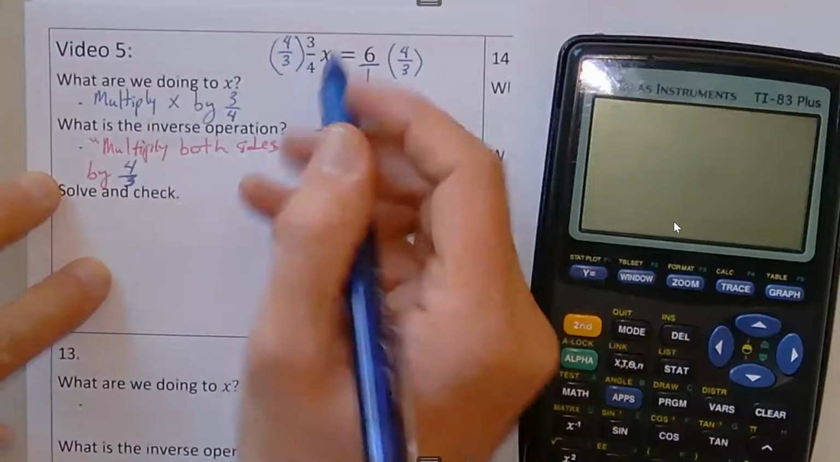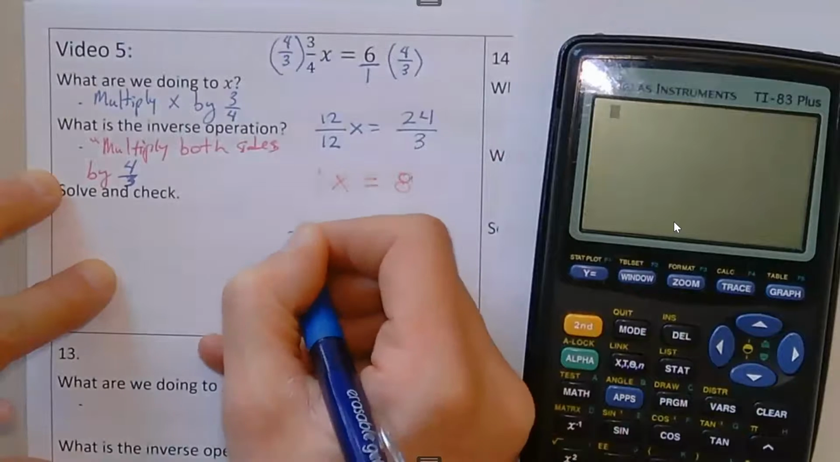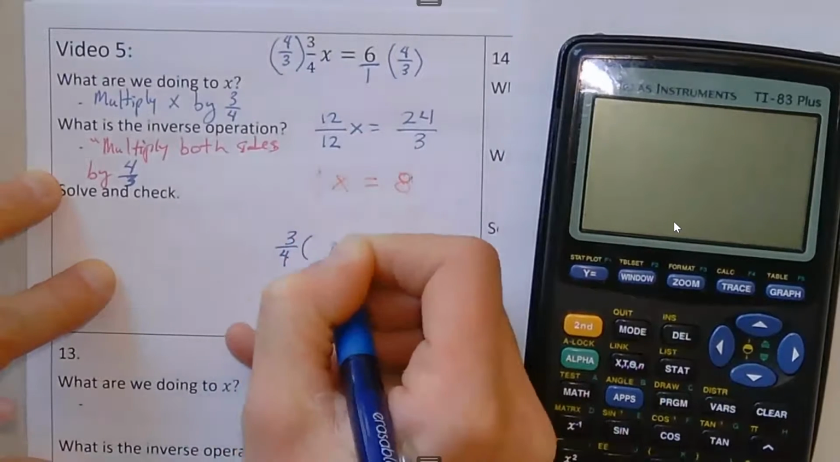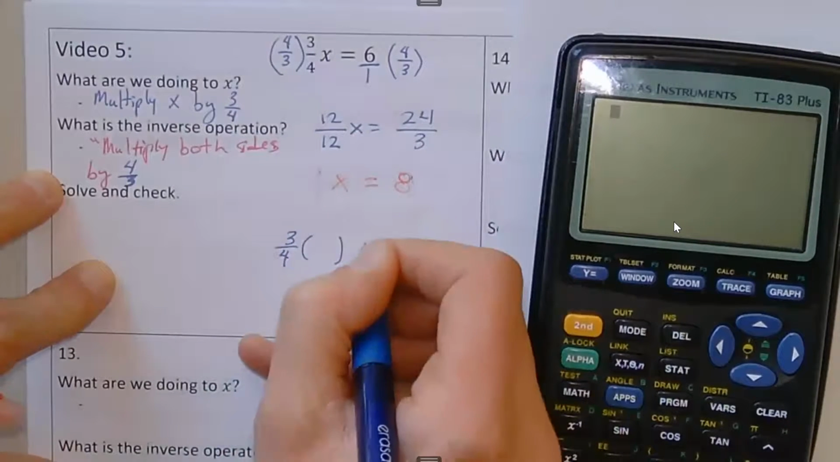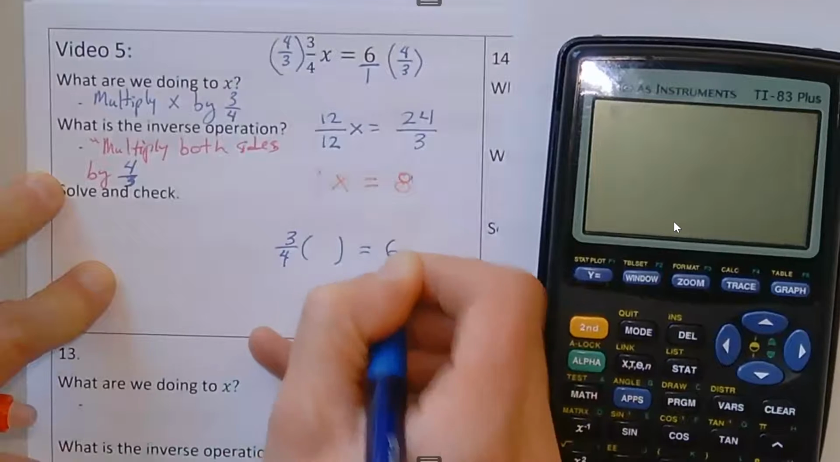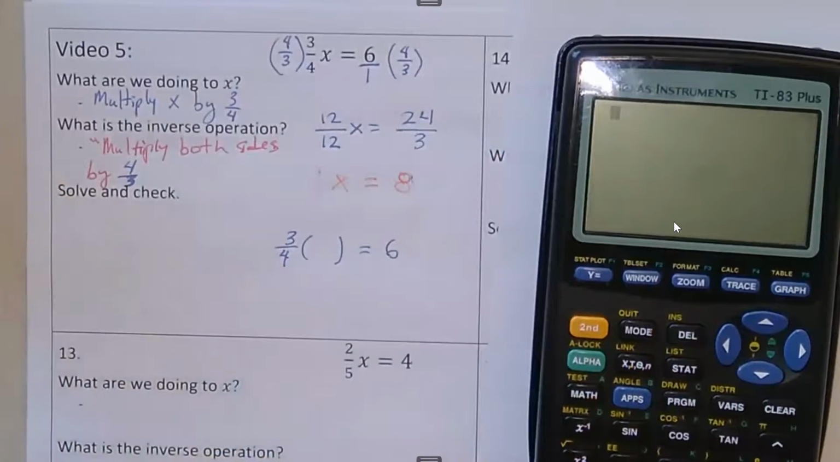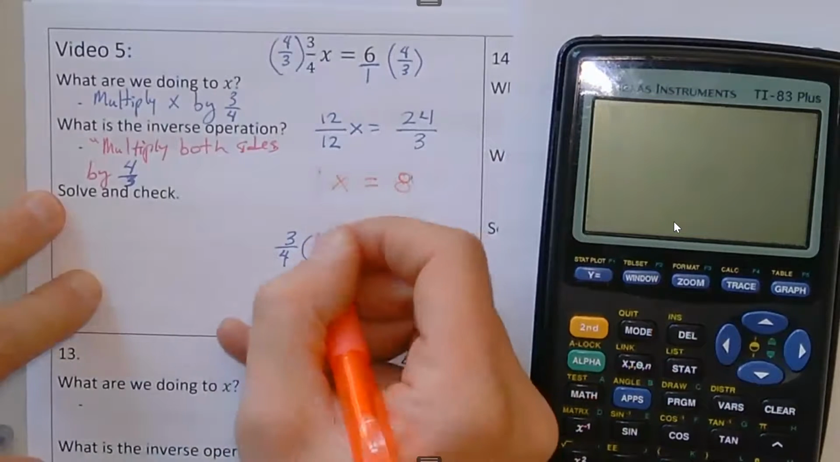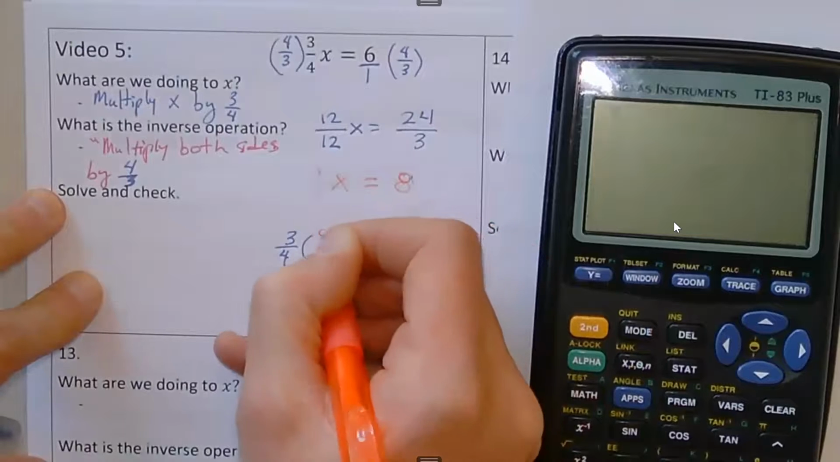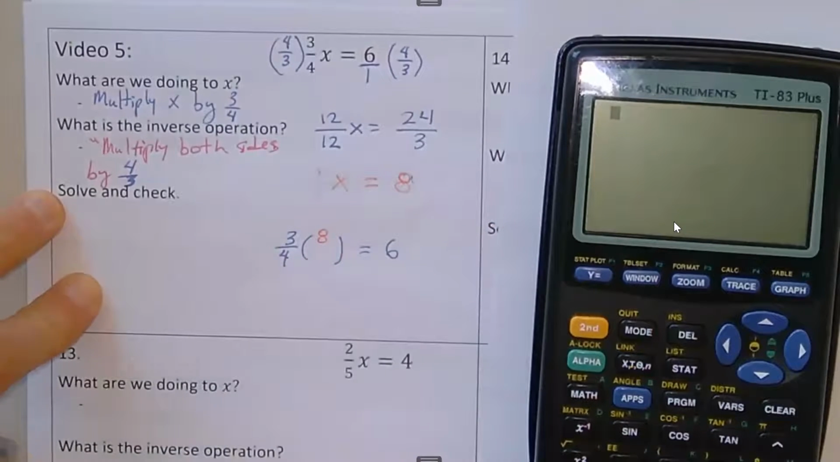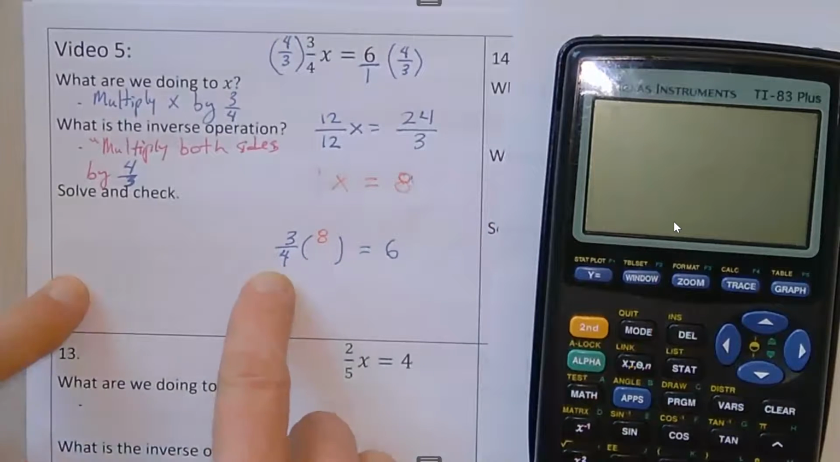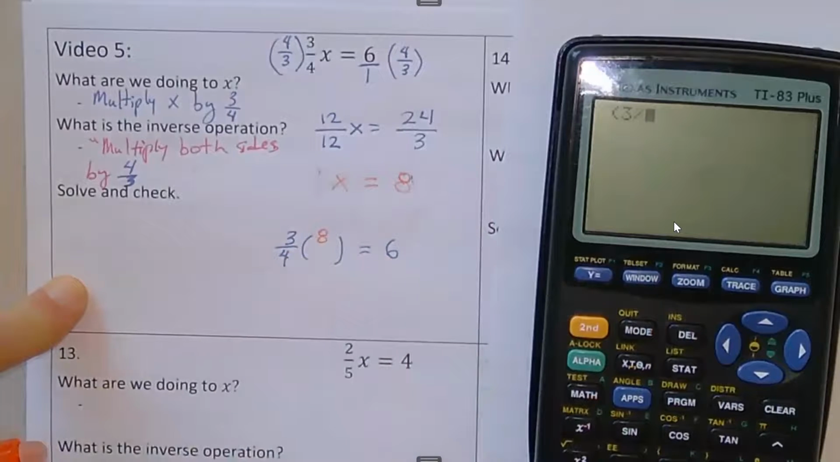So again, rewrite your original equation with parentheses. 3/4 times x, which is open parentheses, equals 6. And now we need to substitute our x value, which is 8. Okay, so now let's see. Does 3/4 multiplied by 8 equal 6? 3/4 multiplied by 8 equals 6.